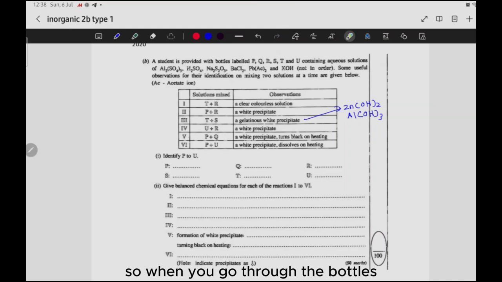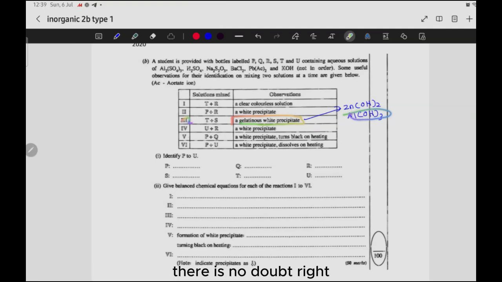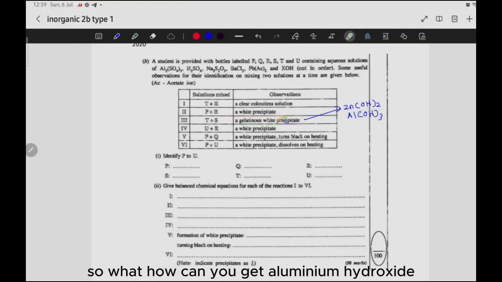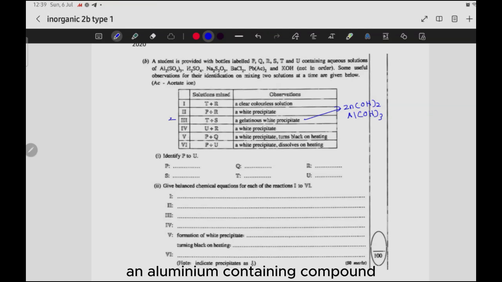So when you go through the bottles, you can see aluminum is present, okay? And can you find zinc anywhere? No. So definitely this gelatinous precipitate is aluminum hydroxide. There is no doubt, right? So how can you get aluminum hydroxide? By mixing 2 solutions. One solution must be definitely an aluminum containing compound. The aluminum containing compound is Al2(SO4)3. So definitely one test tube must be aluminum sulfate, right?